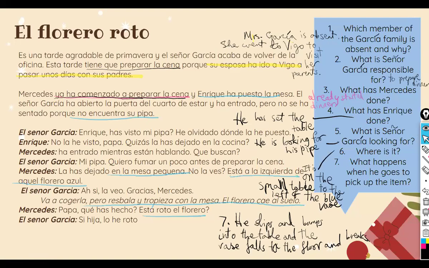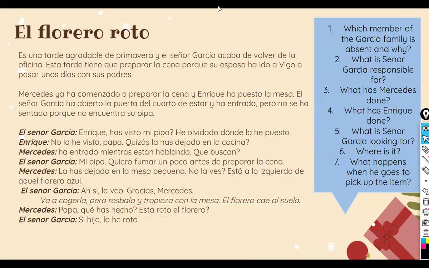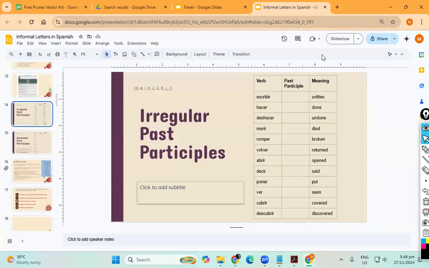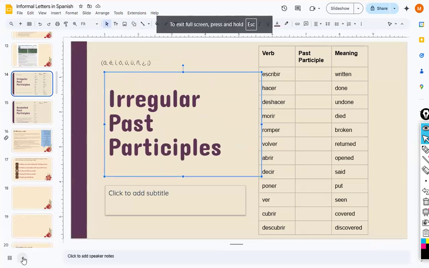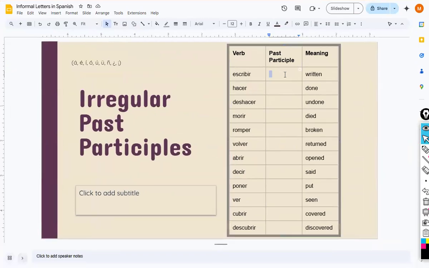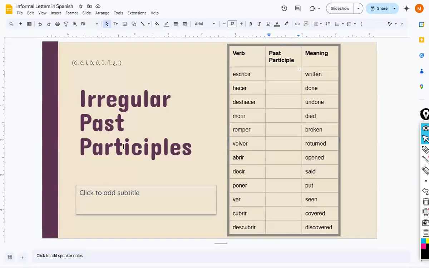All right. We can clear all this away. Everybody has all the answers. Okay, so let's clear this away. Right. So then the next thing I want us to touch on is the irregular past participles. And there are quite a few of these, right? Escribir, to write. So you're heading up past participles, irregular past participles, right?